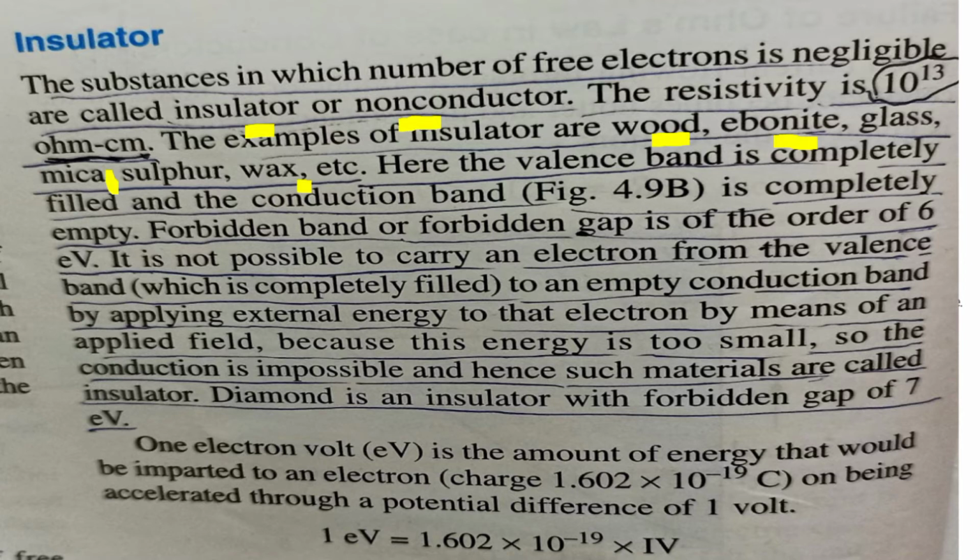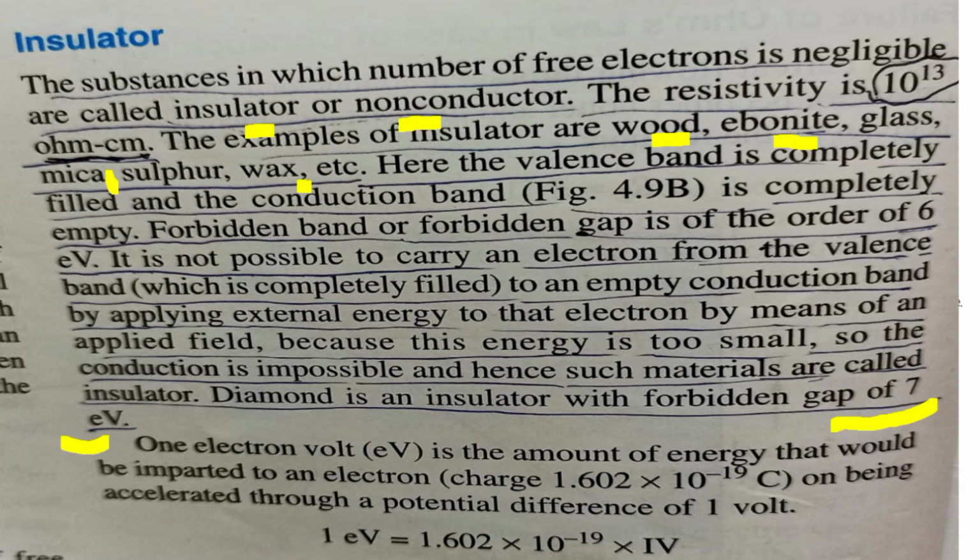Here the valence band is completely filled and the conduction band is completely empty. The forbidden gap is of the order of 6 electron volt. It is not possible to carry an electron from the completely filled valence band to the empty conduction band by applying external energy by means of an applied field, because this energy is too small, so conduction is impossible, and hence such materials are called insulators. Diamond is an insulator with a forbidden gap of 7 electron volt.